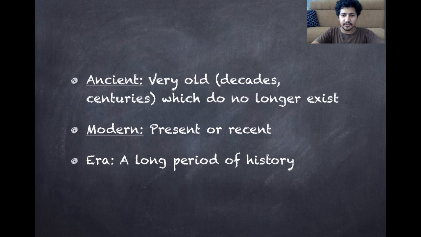Modern means present or recent. This means 2020 is modern or recent. Era. Now era means a long period of history. These terms seem similar but have some significant differences which make them different, not the same.